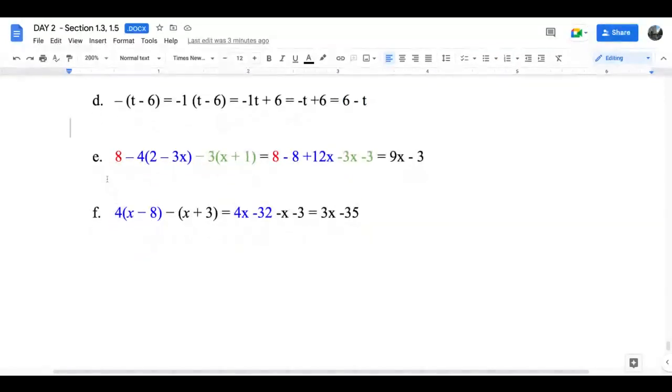Let's see E. Well, E is a little bit complicated. How many terms do we have? We have 3 terms. We have a as one term, red color. We have -4 times 2 minus 3x, in parentheses, blue color, second term. The third term is -3 times x plus 1. All right. We have 3 terms.